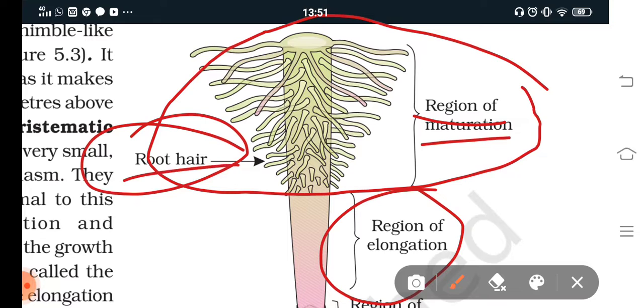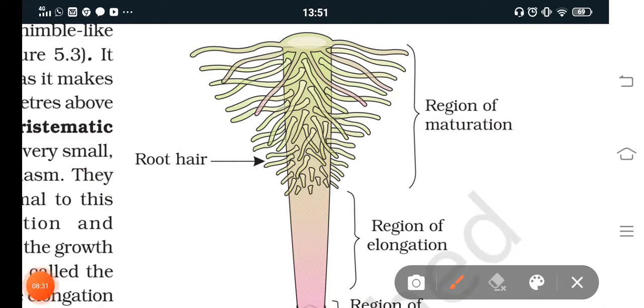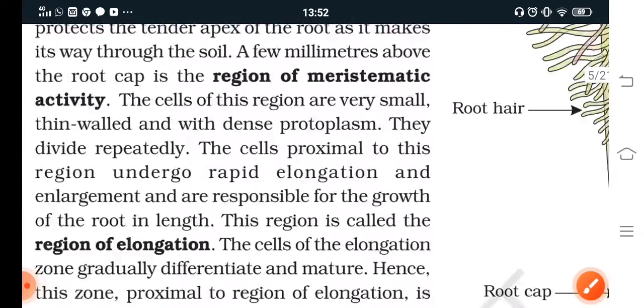What is the function of this root hair? The function of this root hair is to absorb water and minerals from the soil. Okay, so this is only written in this text.